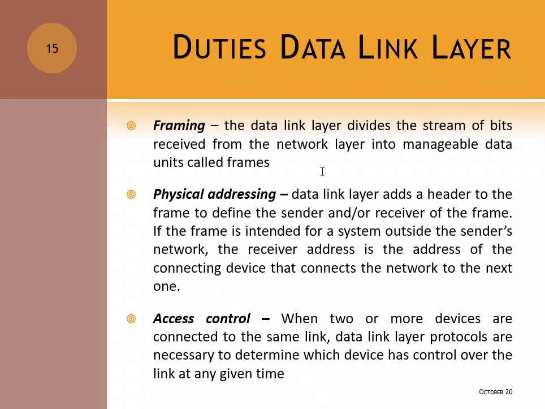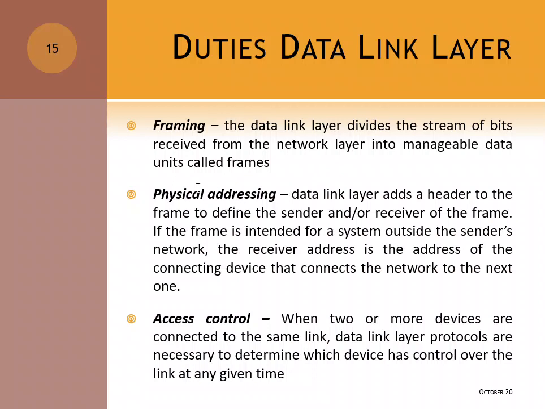Framing means the data link layer divides the stream of bits received from the network layer into manageable data units called frames. Okay, maksudnya data yang diterima daripada network layer akan dipecahkan ke dalam bentuk yang dikenali sebagai frame. Stream of bits tu yang daripada bentuk digital 1001 semua tu dia akan pecahkan, divide to a few frames.